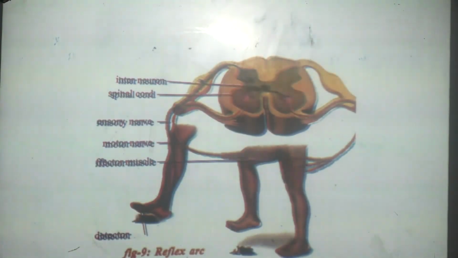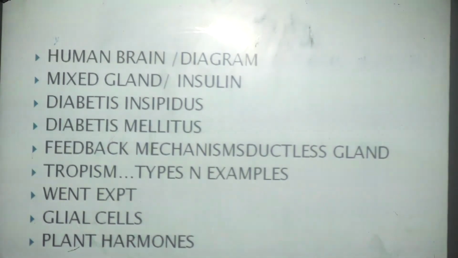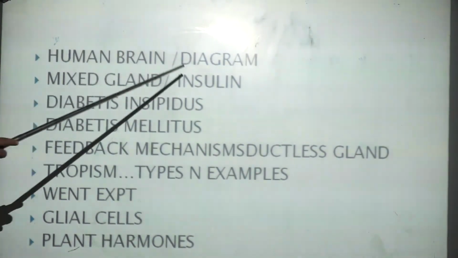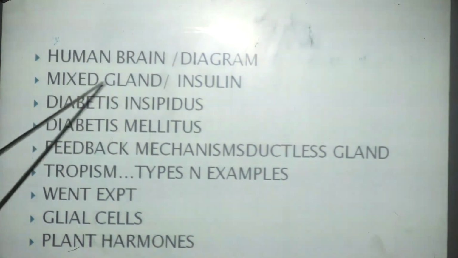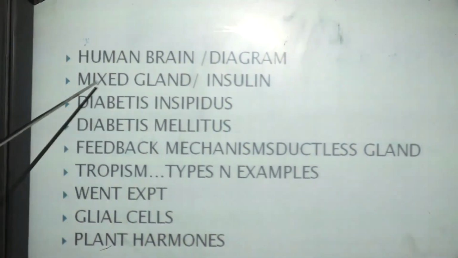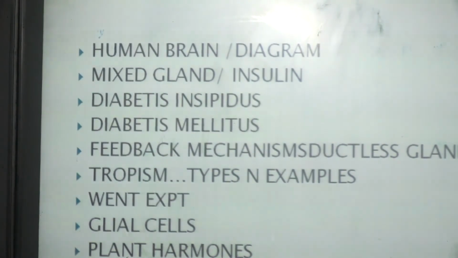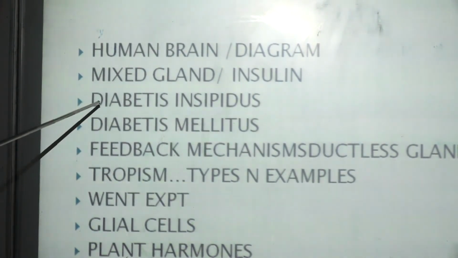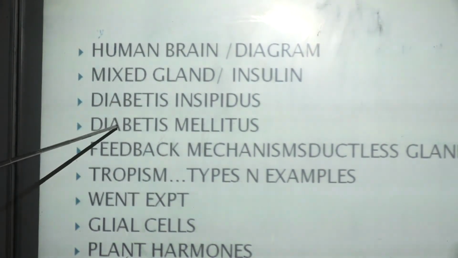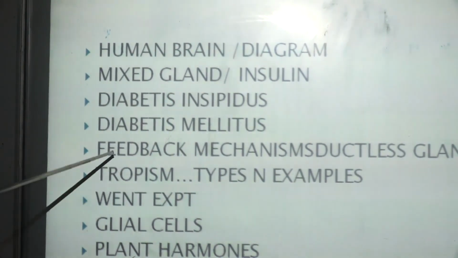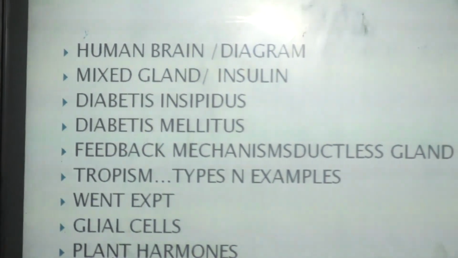And this is the reflex arc, very important. The human brain diagram you have to practice. What is a mixed gland? The pancreas is called a mixed gland. Insulin is very important to control the glucose levels in our body. Then what is diabetes insipidus? What is diabetes mellitus? And feedback mechanisms, cockfight.